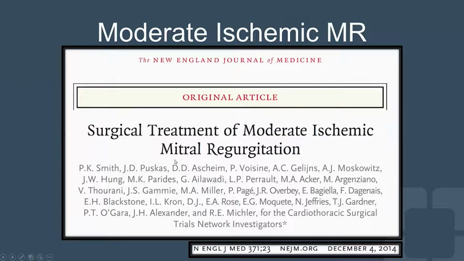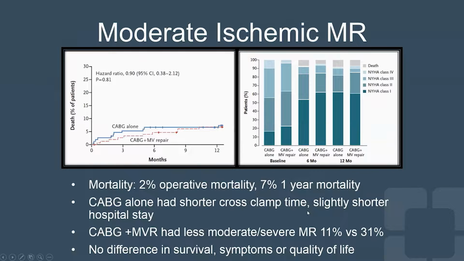The question of what to do with moderate ischemic MR has been debated, and there was a recent study looking at this. In this study, patients had either a CABG alone or a CABG with a mitral valve repair. The mortality in this group was fairly low, only about 2%. But at 1 year, there was a 7% mortality, which means that even though you could get them surgery, many of these patients can still die from their disease because of their cardiomyopathy.